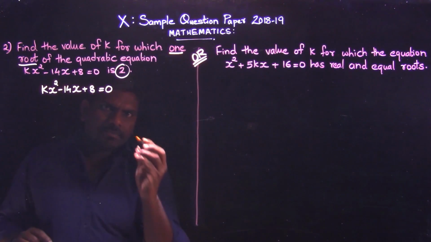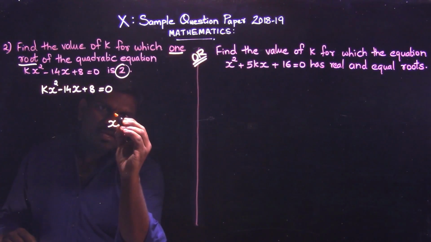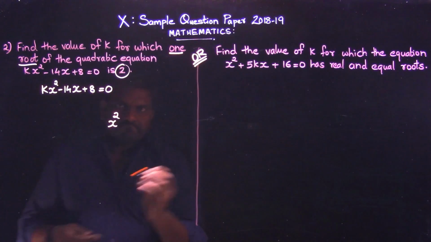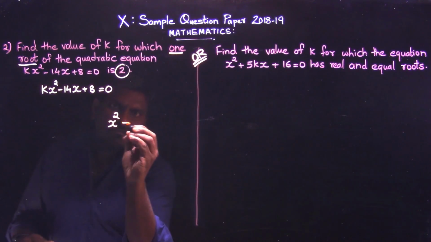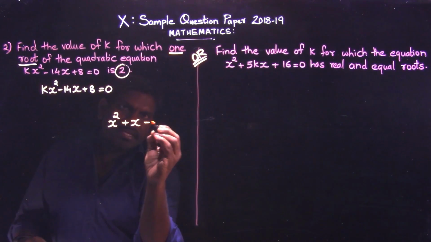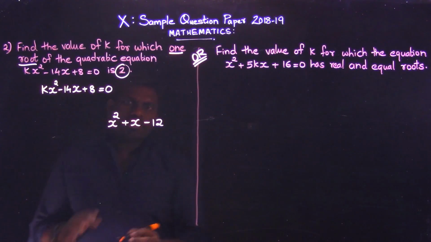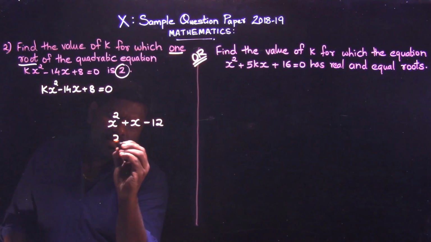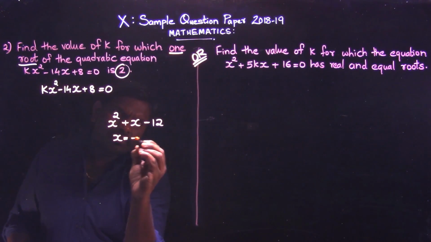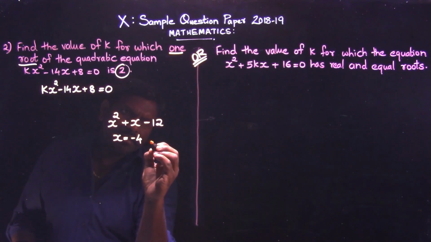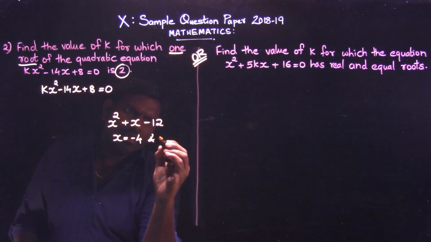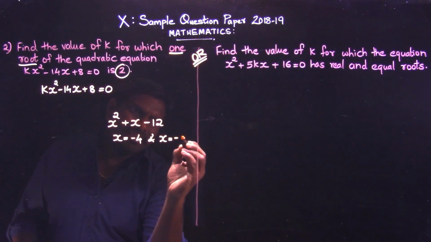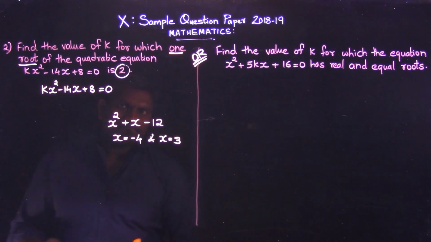If you don't know, understand the root. For example, if I am writing a quadratic equation, x square plus x minus 12, and if you solve this one, I think it's going to be x is equal to minus 4 or x is equal to plus 3.